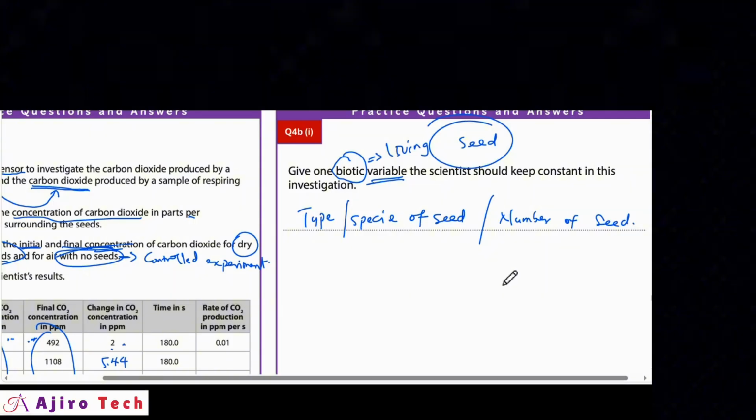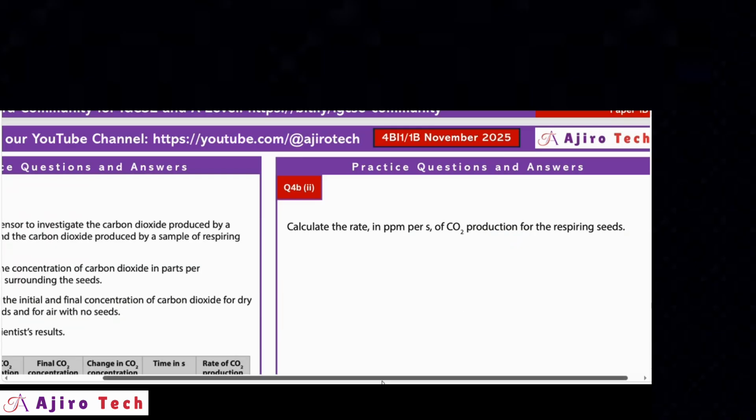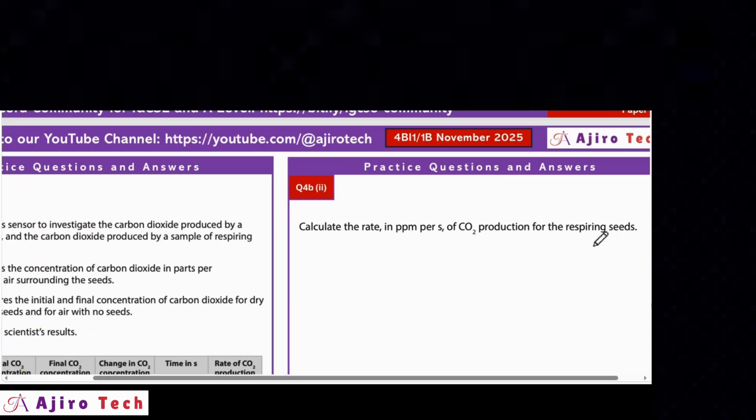So that is what should be kept constant in this course of investigation. So let's go to the next question. Calculate the rate in parts per seconds of carbon dioxide production for the respiring seeds. So what you need to do is to subtract rates, calculate the rate in parts per seconds of carbon dioxide production of the respiring seeds.